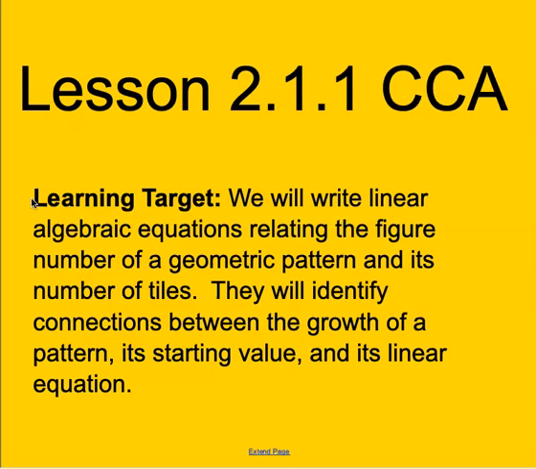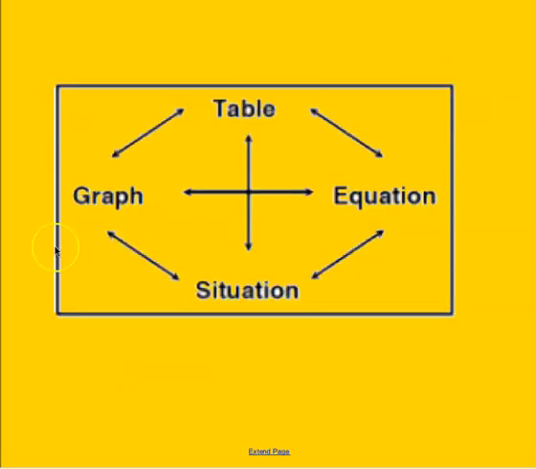You have to be able to look at linear relationships, and you have to be able to make all kinds of connections. For example, if I give you a graph, you should be able to make an equation from a graph. If I give you a graph, you should be able to make a table, or explain a situation related to that graph. Likewise, if I give you an equation, you should be able to graph it. You should be able to create a table. Or if I give you a situation, kind of like a story problem, you should be able to create a graph, a table, and an equation from it.